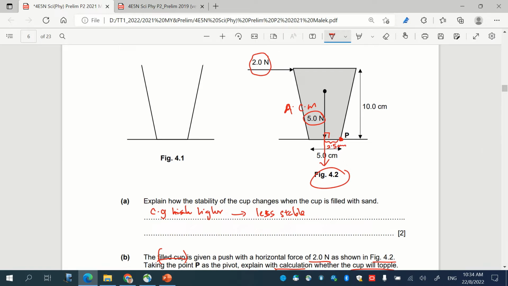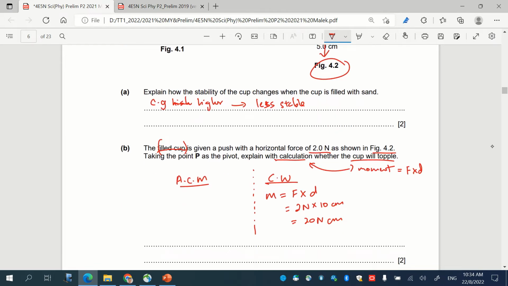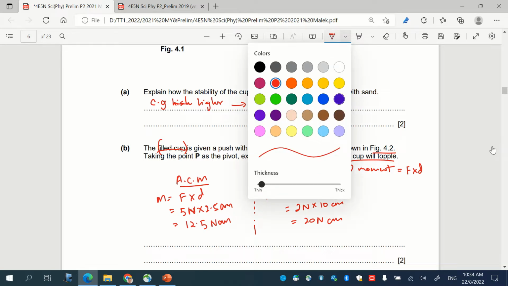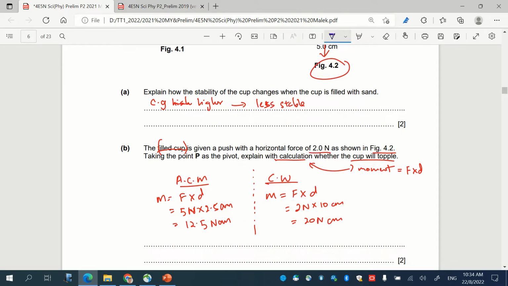Because the CG, the weight from the CG, is at the center, it always cuts the bottom distance into half. So 2.5 cm. The anti-clockwise moment is equal to force times perpendicular distance. It will be 5 Newton times 2.5 cm, and that gives you 12.5 Newton cm. So we can see from here that the clockwise moment is greater.